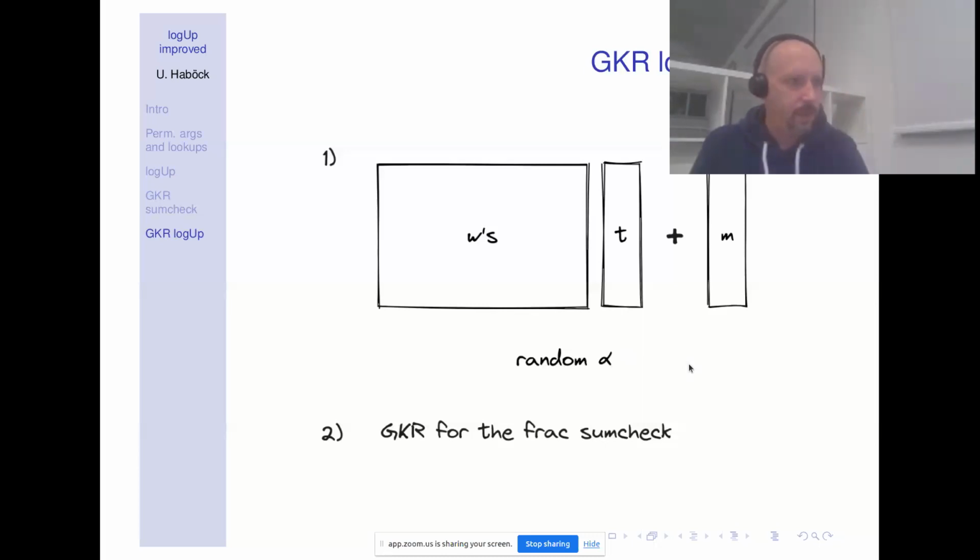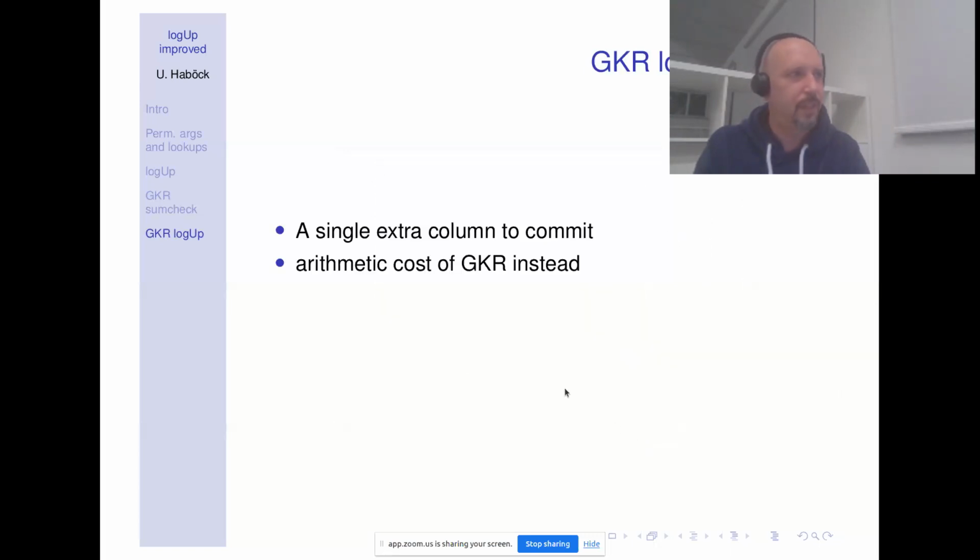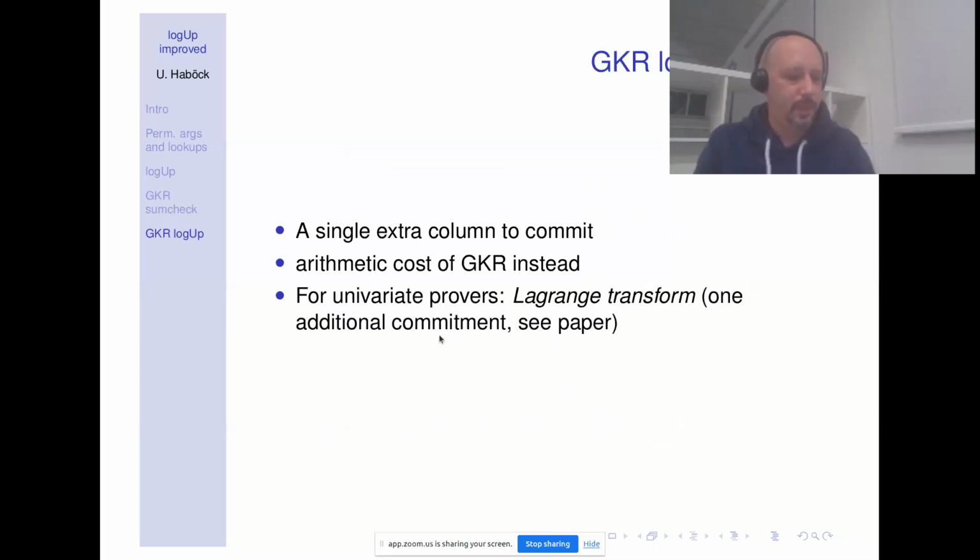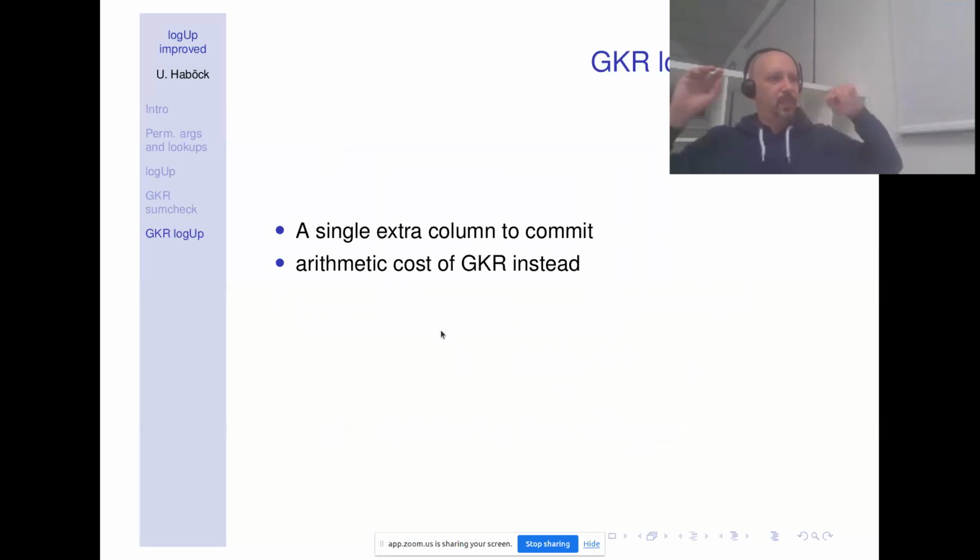Okay, so that's the big picture. Just a single extra column to be committed, at the cost of the GKR, which is arithmetic cost, more on that here. So we get rid of all these helper functions to be committed, but by a more complex arithmetic protocol.